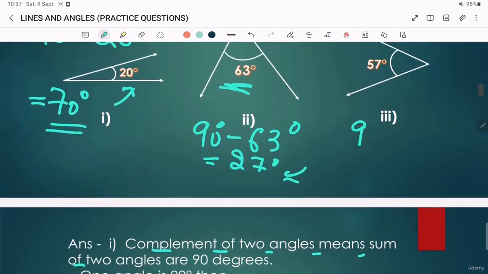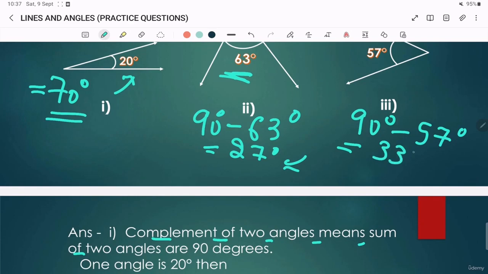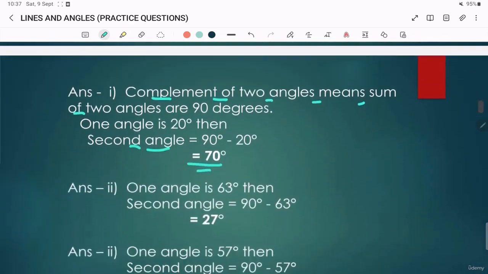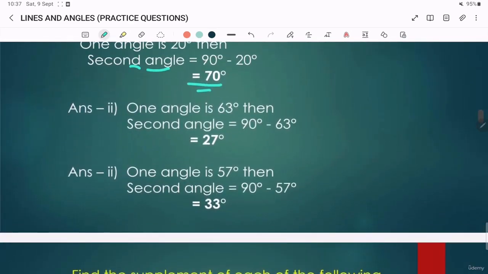Similarly, we can do first 57 degrees angle. From 90 degrees, subtract 57 degrees. This will come out to be 33 degrees. So second answer is 27 degrees and third answer is 33 degrees.